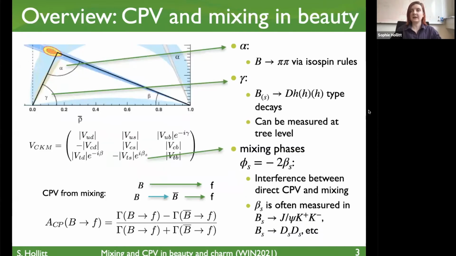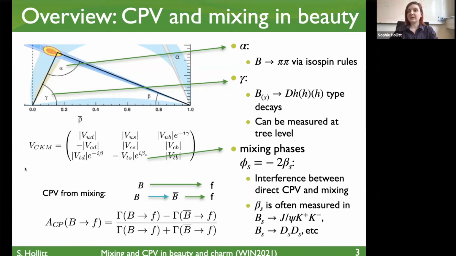Now, if we zoom in on the CKM triangle here and take a quick look at some of the angles, if we look at alpha, this can be measured using B goes to pi decays with some extra isospin rules. This angle gamma can be measured using B or Bs goes to D pi or D multiple hadron type decays. And this can interestingly be measured at tree level, which means we don't have to worry so much about contamination from extra types of decays.